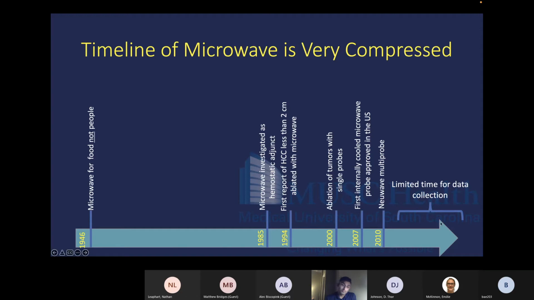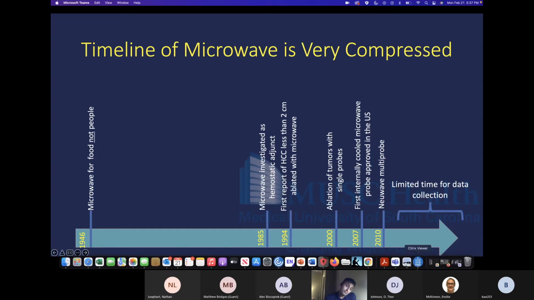Microwave is very, very interesting in terms of its place in the ablation space. However, I'll tell you, it's a little undeveloped, and it's probably going to be massively important in the next couple of years. But if you look at this, microwave for food, not people, in 1946, right? That's when it was first invented, when a physician scientist was doing experiments. He was a physicist and a physician, and he had a chocolate bar in his pocket, and he was working with microwaves, and it melted the chocolate bar in his pocket. So that's how he figured out that maybe he should not, A, be in the microwaves, and B, maybe they could use this for something.